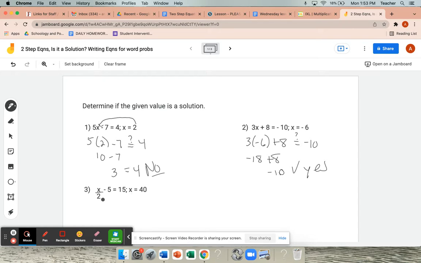Now, these with the fraction are no different. We're just going to rewrite the original equation with the x substituted in. So I put the 40 in for the x, and 40 divided by 2 minus 5, does that equal 15? 40 divided by 2 is 20, minus 5 equals 15. So yes, it is a solution. So remember, we're not solving the equation. We're actually plugging in the value for x and seeing if it works.